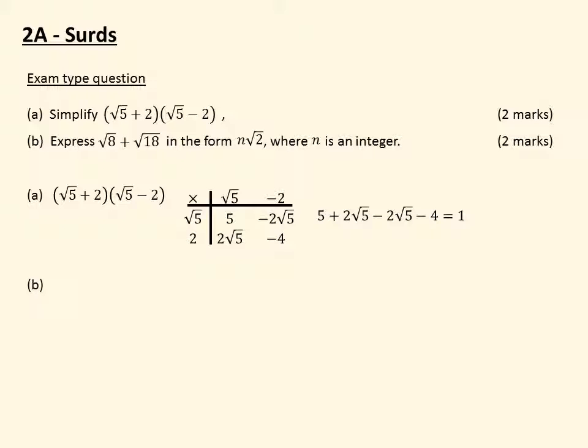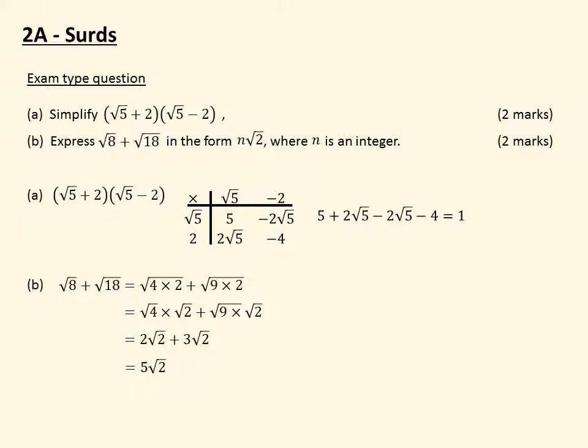In part B, we need to write both numbers inside the root sign as 2 times another number. So 8 can be written as 4 times 2, and 18 can be written as 9 times 2. We can now split these numbers up and take the roots of the square numbers to get 2 root 2 and 3 root 2, which we can put together as 5 root 2.